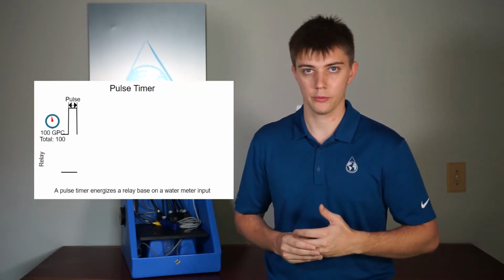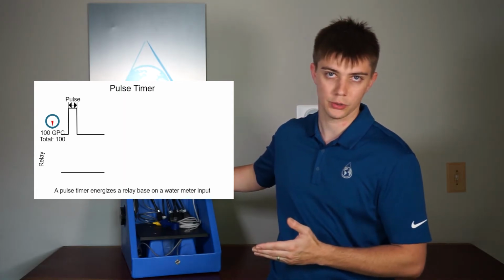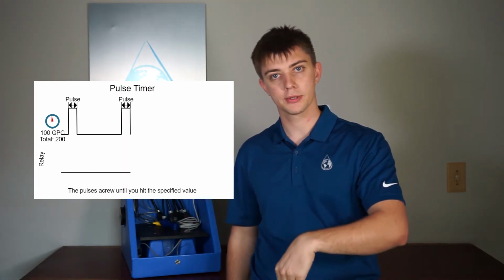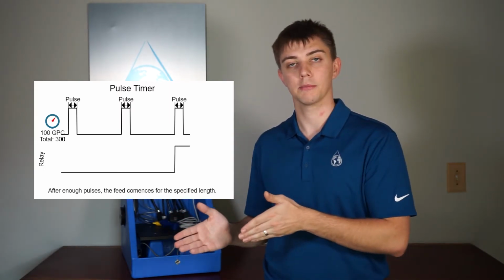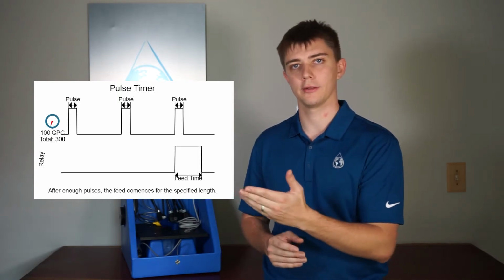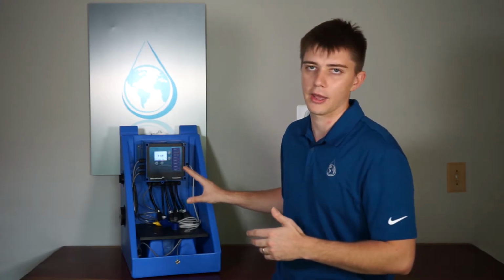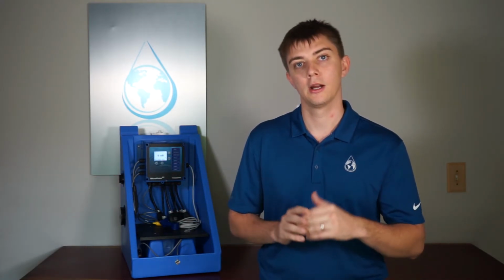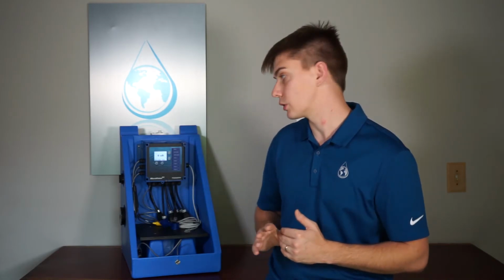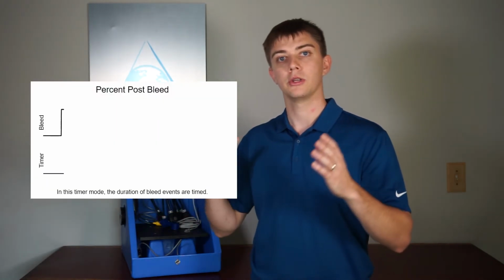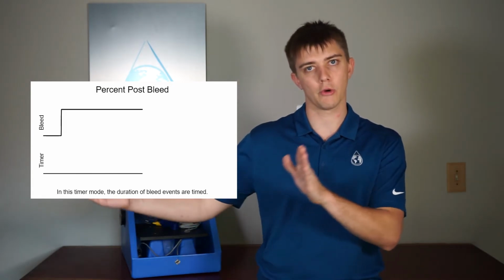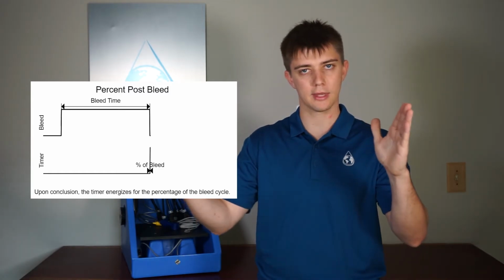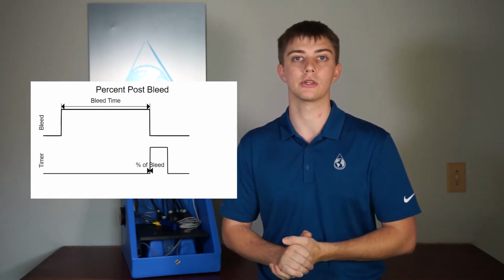Pulse timer is another common one where you have a water meter tied into your controller. The water meter could be sending a pulse. So let's say you've got a 10 gallons per contact meter. You might say for every 100 gallons that comes through, turn on my pump for 15 seconds. You would define that using the pulse timer. Percent of post bleed means that once you turn on your bleed relay, you are then counting how long that relay is on. Once your bleed concludes, you take that time and then feed a relay for a percentage of that time.